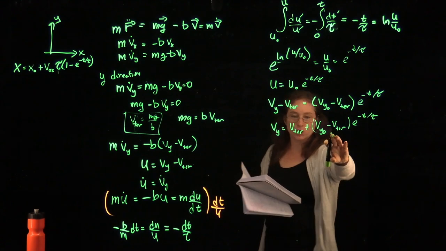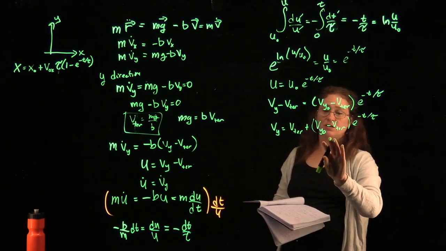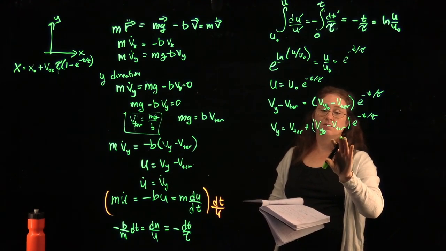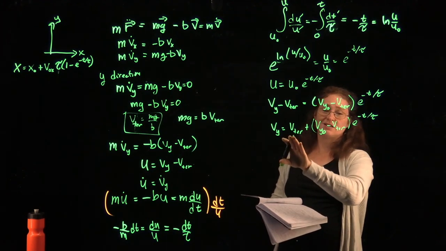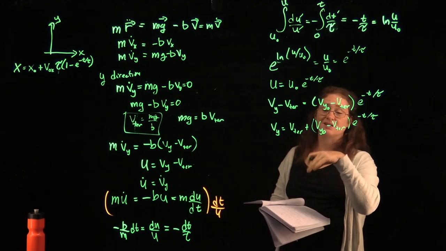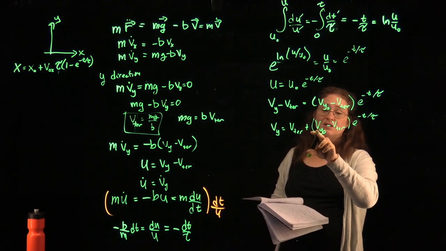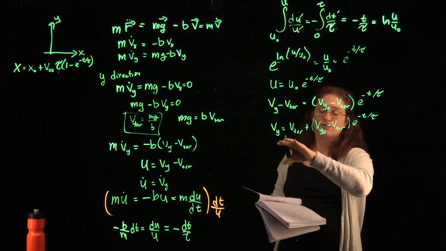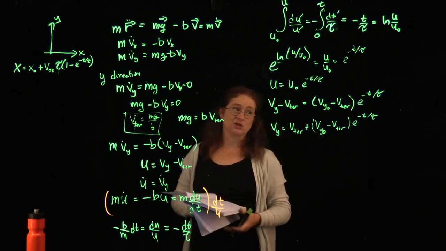So notice here that if the difference between the initial velocity and the terminal velocity is positive, then this term exponentially decays so that you end up with the terminal velocity. If the initial velocity is smaller than the terminal velocity, then you start off slower, and you are going to exponentially reach the terminal velocity.